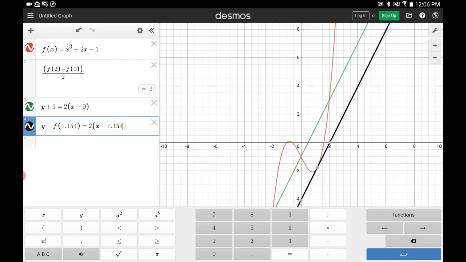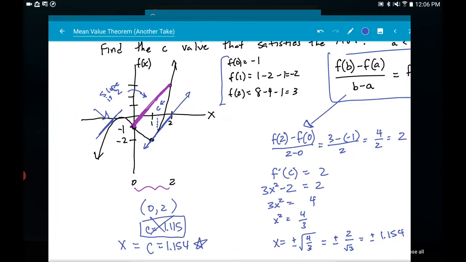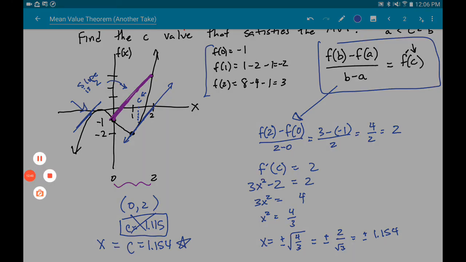oh baby, you can see the answer show up, and indeed it looks legit, it looks parallel, and that is the MVT in action. So, thanks for tuning in.